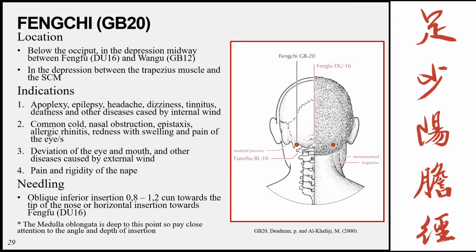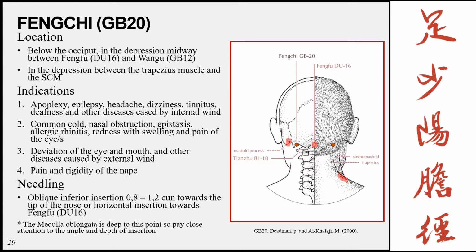The next point is FENGCHI, GB20. This is a frequently used point, and it is located below the occiput. The occiput is just the back of the head, in the depression midway between FENGFU, DU16 over here, and WANGGU, GB12, which is just posterior and inferior to the mastoid process, and is around here. And then it's in the depression between the trapezius muscle and the sternocleidomastoid.